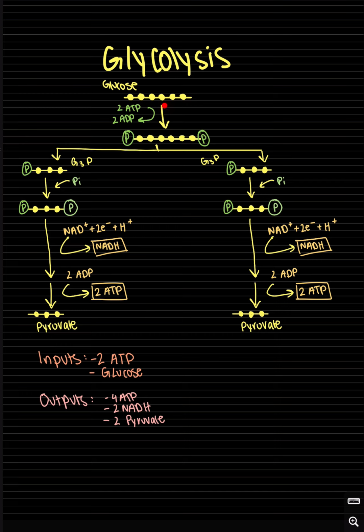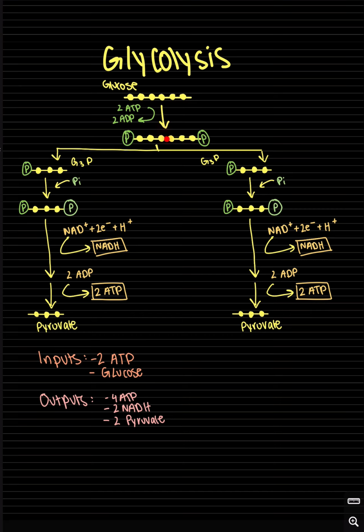And then in the cytoplasm, just like an investment, our cells have to put a little bit of energy in the form of 2 ATP in order to start the process, in order to make the ATP needed for our bodies to survive. So this 2 ATP is going to get converted into 2 ADP. And those 2 phosphate groups get added onto the glucose. This structure is a very unstable structure.